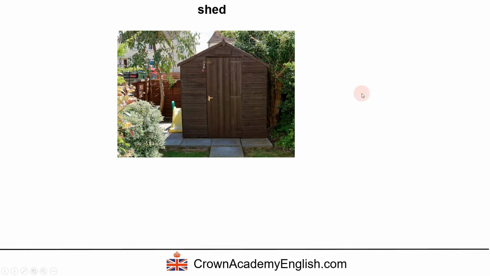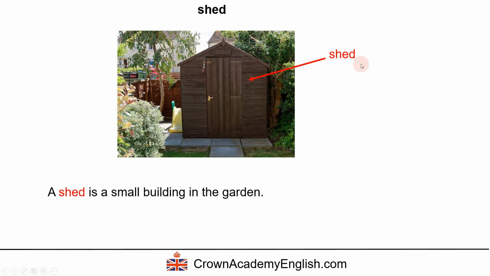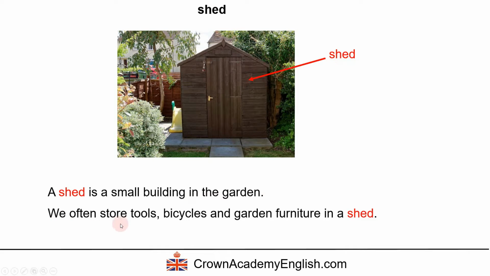This is another building that we find inside a garden. This is called a shed. A shed, or sometimes we might call it a garden shed. So a shed is a small building in the garden. And we often store tools, bicycles, and garden furniture in a shed. Okay?